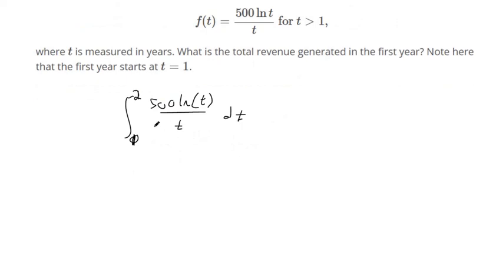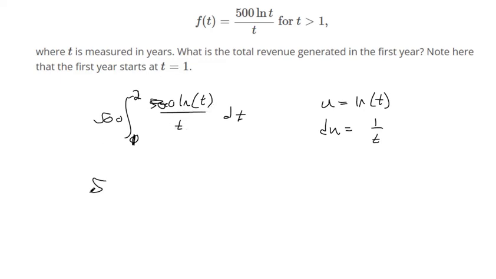Okay, so now we just need to find the antiderivative. We can factor out the 500. And to find this antiderivative, we can use u substitution. We can let u equal natural log of t, because if we do that, then the derivative of u with respect to t is 1 over t, which we have. T is on the bottom there.